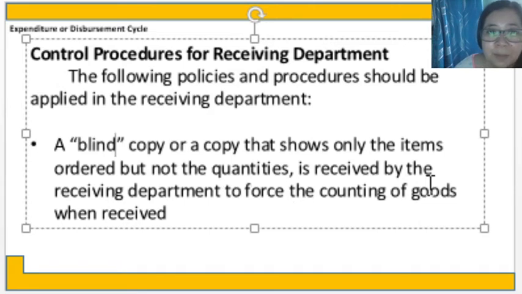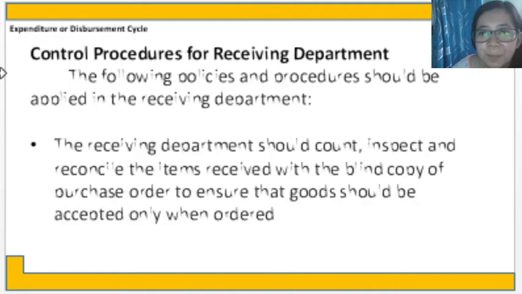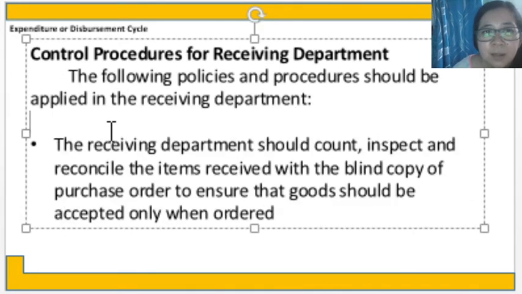So, if the delivery arrives, they will receive it and they will be forced to count the goods when they are received, to make sure also that what was received matches the purchase order. So here the receiving department should count. They should also inspect and reconcile the items that they received with the blind copy of the purchase order. The purpose of this is to make sure that the goods are accepted only when ordered. So that is the reason.